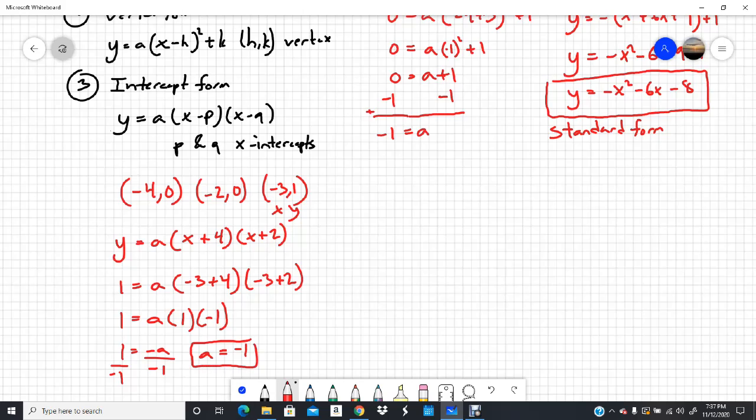We just go back and plug it into our intercept format. This would be y equals -1(x plus 4)(x plus 2). We don't put the 1. There's always a secret 1 in front of a variable or a parentheses or a number. So we don't put the 1. Mathematically, it's there. We don't need to indicate it. So this is the intercept form.